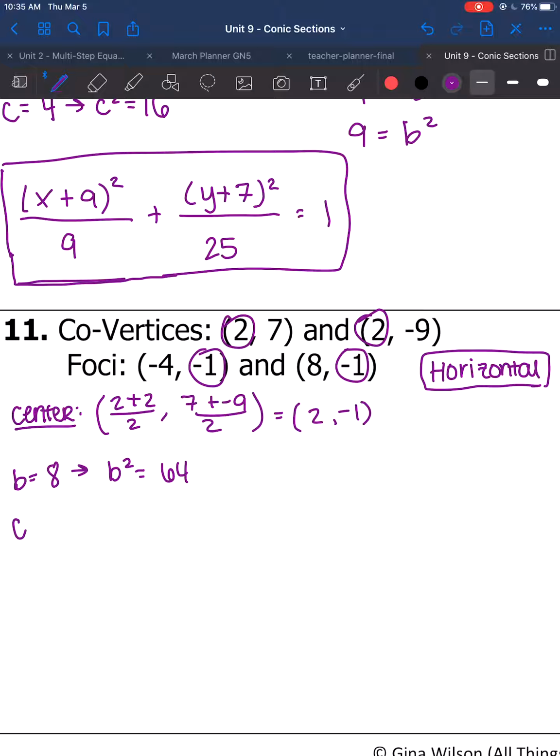And then I want to find c. Between my center and my foci of the x coordinates, there are 6 units between 8 and 2. So that means c squared is 36. So 36 equals a squared minus 64. So 36 plus 64 is 100. So 100 equals a squared. So that means a is 10.